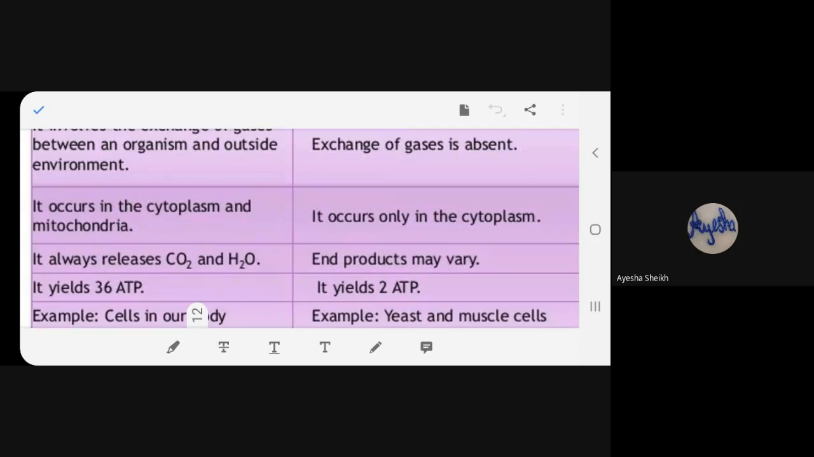Where do you get aerobic respiration? In the cells of our body. Where do you get anaerobic respiration? In yeast, that is the fermentation, where fermentation takes place to make alcohol. We use the yeast cells, and the muscle cells of our body when we get the pain, when lactic acid accumulation or deposition takes place at a particular site of our body and we get cramps, that shows anaerobic respiration. I hope I have made you understand the differences between aerobic and anaerobic respiration.